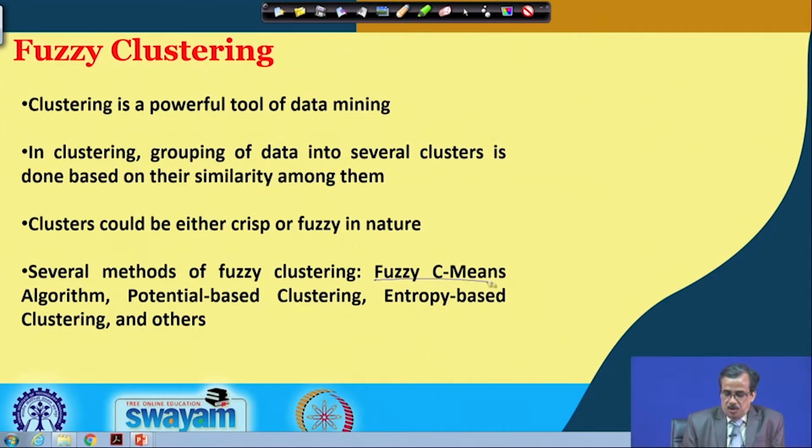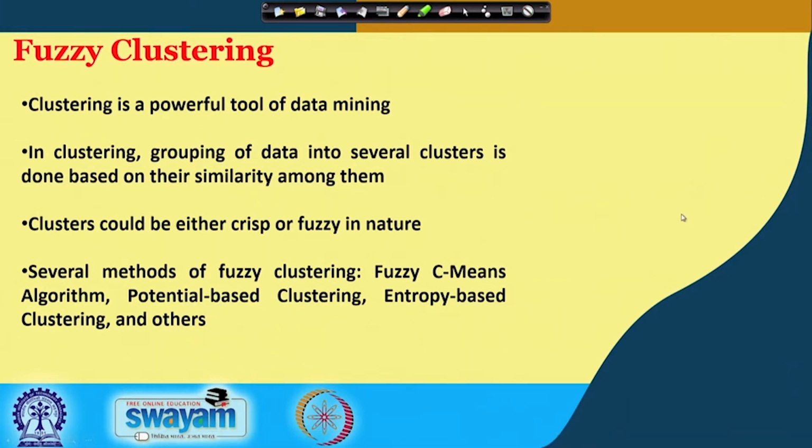If you see the literature on fuzzy clustering, we have a large number of methods. For example, we have fuzzy C-means clustering, then potential based clustering, entropy based clustering, and so on. There are a few other methods, but out of all the methods of fuzzy clustering, the fuzzy C-means algorithm is the most popular one, and we are going to discuss in detail the working principle of fuzzy C-means clustering.